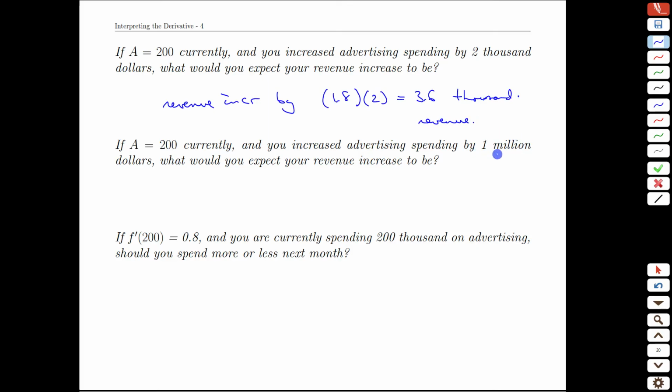Now, what about a $1 million increase in our advertising spend, or 1,000 thousands? Then the same model would predict that for every extra $1,000 we put in advertising, we get 1.8 thousands in revenue, and that would be 1.8. Oops, that would be 1,800 thousands, or a 1.8 million increase in revenue.